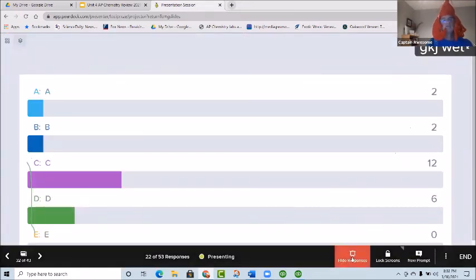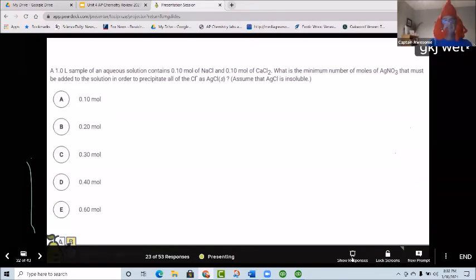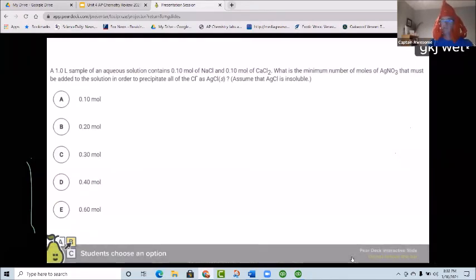Okay, a few C's, a couple D's, and no E's. So here's what I want you to think about. 0.1 moles of NaCl will give off the same number of moles of Cl- ion, because for every one NaCl, there's one Cl. So 0.1 moles of NaCl will give off 0.1 moles of Cl-. For 0.1 moles of CaCl2, for every one CaCl2, there's two chloride ions. So the total number of moles of chloride from that would not be 0.1, it would be 0.2.